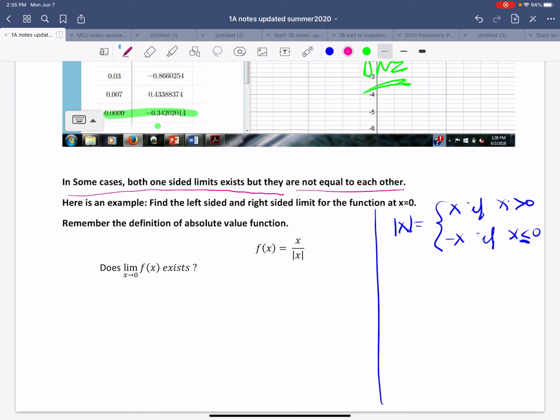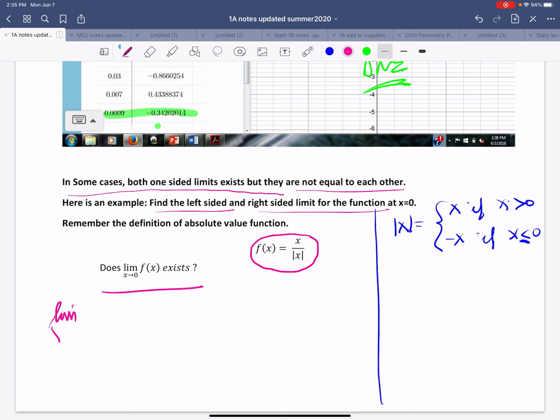In some cases, both one-sided limits exist, but they're not equal to each other. Here's an example. Find the left-sided and the right-sided limit for the function at x equals 0. So we're given the function f of x is x over absolute value of x. Does this limit exist? Earlier, we've talked about that in order for the limit to exist, both left-sided limit and the right-sided limit have to be the same number.